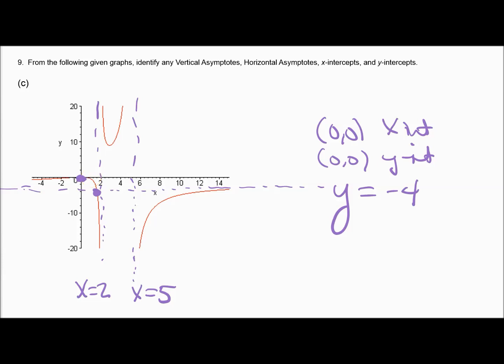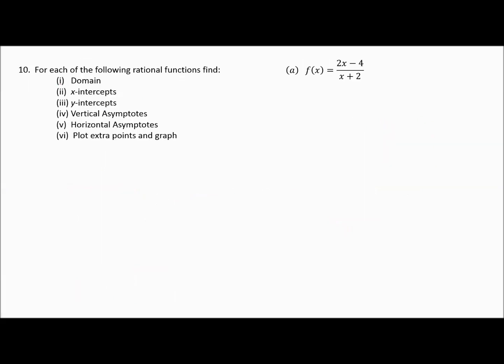Close, then I'm happy. Alright, for this problem, we're supposed to find the domain, the x-intercepts, y-intercepts, vertical asymptote, horizontal asymptotes, and plot extra points and get a graph. So our function, 2x minus 4 over x plus 2, let's go ahead and start with the domain.